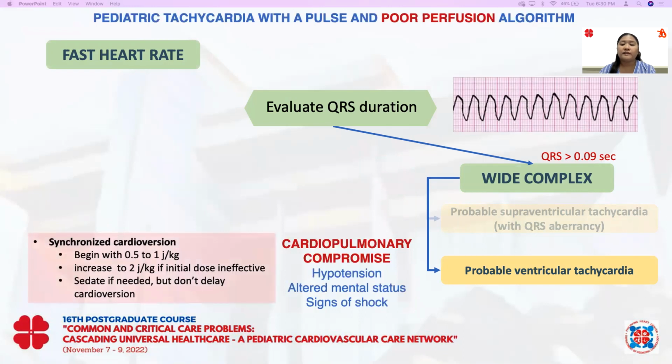Now, if you are dealing with a child with a pulse but with poor perfusion and signs of cardiopulmonary compromise such as hypotension, acutely altered mental status, or signs of shock, then proceed with synchronized cardioversion right away.